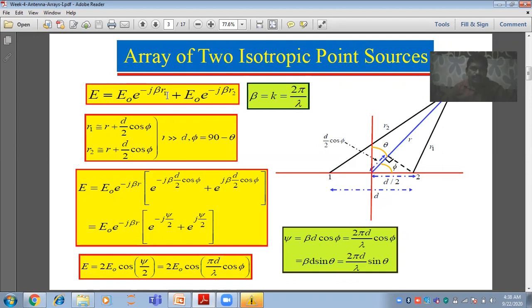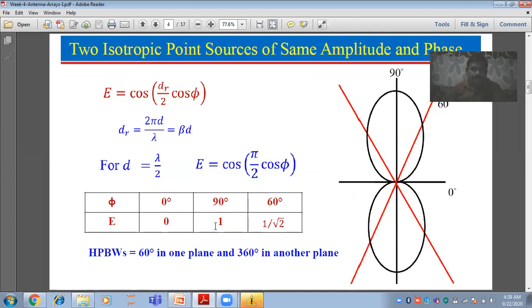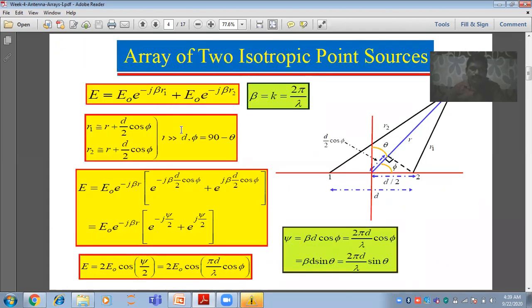Upon simplification, when you substitute the R1 value, R plus d by 2 cos phi, in this expression, and similarly R2 in the other expression, the resultant we get is 2E naught cos of pi d by lambda cos phi. So we can take this particular expression directly. In our case we are getting cos of beta d cos phi by 2. This is the final expression.